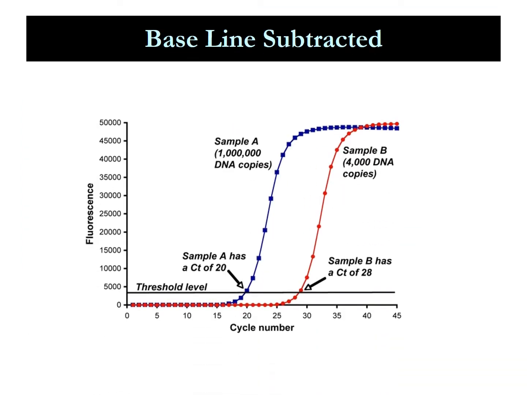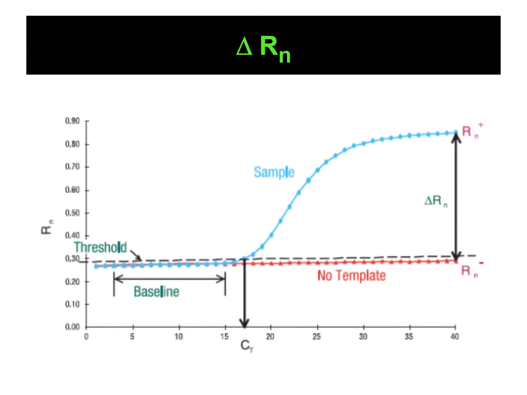This is an example of a graph indicating two CT values, 20 and 28. Sample B has a lower concentration of DNA, as indicated by the red line. Sample A has a higher concentration of DNA, as indicated by the blue line. This is an example of the terms used for calculation of the delta Rn. There is a baseline at which no fluorescence is detected and a threshold value beyond which the fluorescence is detected.